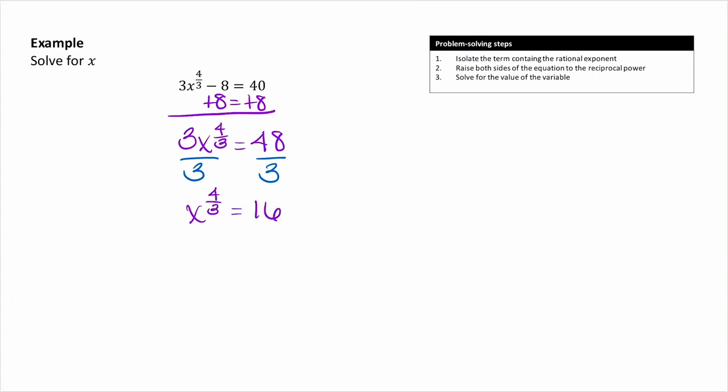So now once again, I need to think about the reciprocal of 4/3. The reciprocal of 4/3 is 3/4. So I'm going to raise both sides of my equation to the 3/4 power. So when I do that, on the left side, that's going to leave me with just x, and then I have 16 to the 3/4.